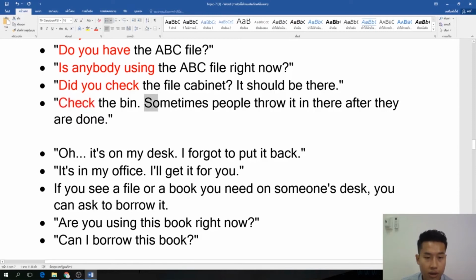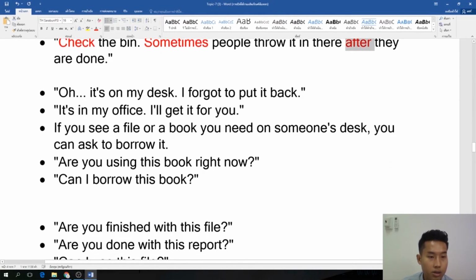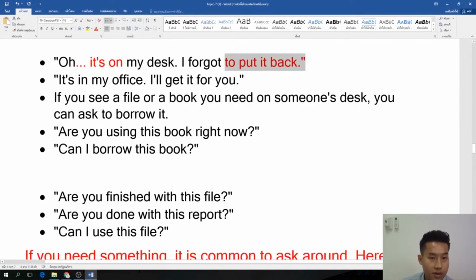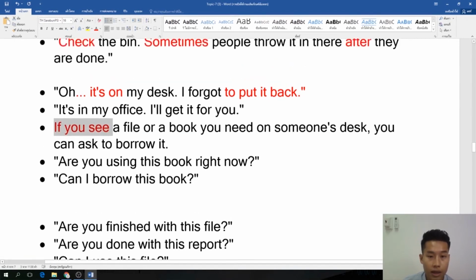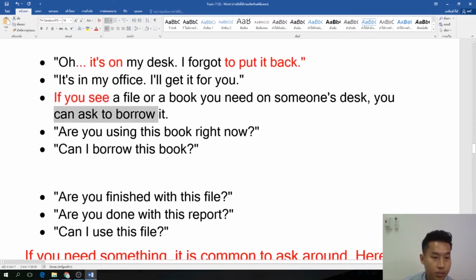Okay, sometimes people throw it in there after. Is this on? Very important are the words. I forgot to put it back. Is this in my office? I will get it for you. If you see the file, you can ask to borrow it.